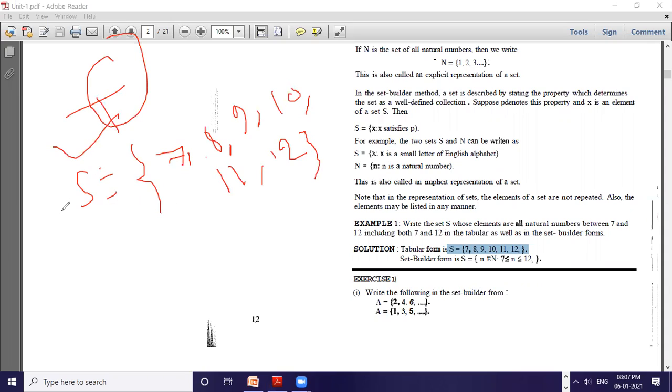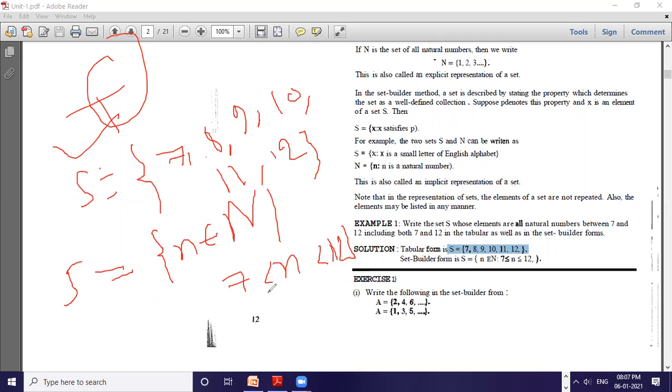Now, in set builder form, how will I write this? Dekho, you also try to write it. Take a copy. Whatever questions I'm doing, you may pause the video and try to write it by yourself. Okay. So in the set builder method, I will write n belongs to natural numbers, which I represent with capital N, such that n is 7 also, and up to how much, we have 12. Right? So including 7, right?